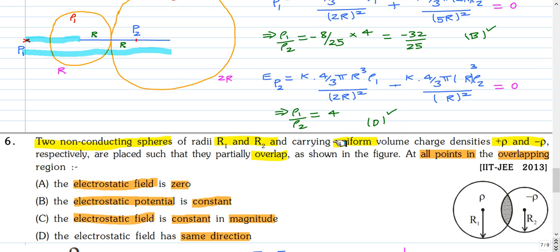This is the next question. Two non-conducting spheres of radii R1 and R2, carrying uniform volume charge densities plus rho and minus rho respectively, are placed so that they partially overlap as shown in the figure. At all points in the overlapping region: option A, electrostatic field is 0; B, electrostatic potential is constant; C, electrostatic field is constant in magnitude; D, electrostatic field has the same direction. You can pause and attempt this question.